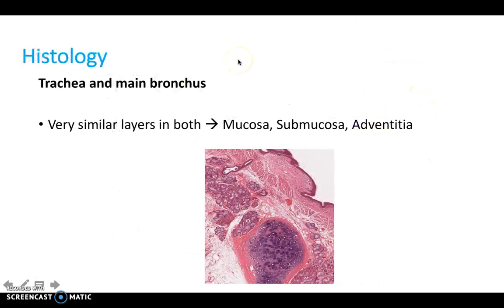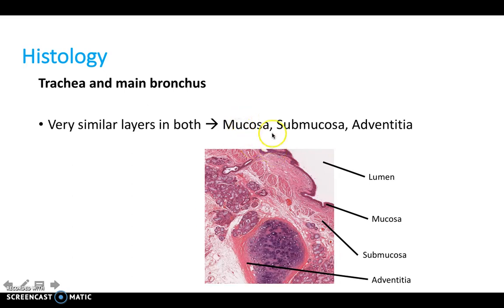In terms of histology now, very quickly, but it's really important, I guess. So start at the top with the trachea and the main bronchus. These aspects are very similar in their main layers, so they have a mucosa, submucosa, and an adventitia as you work outwards. So have a look here, this is of course the lumen. Then you have the mucosa, submucosa, and adventitia. If you imagine this is a circular lumen here, and this is the surrounding tissue, the adventitia is the outside layer, and the mucosa is the inner layer touching onto the lumen.